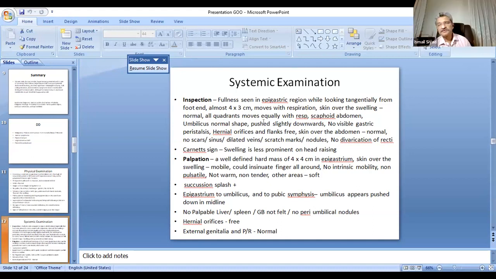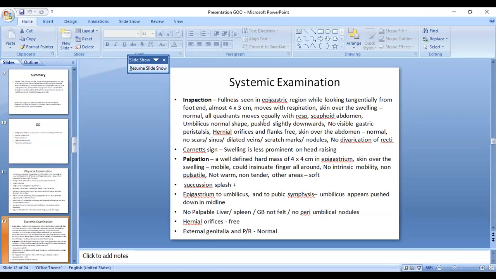What do you think that mass is? It can be a tumor mass per se. Which organ? Stomach. Can it be anything else? It is a localized mass. Could be insinuated all over the swelling. What do you mean by insinuation? That means you can go around it. Suppose I say it is a left lobe mass.